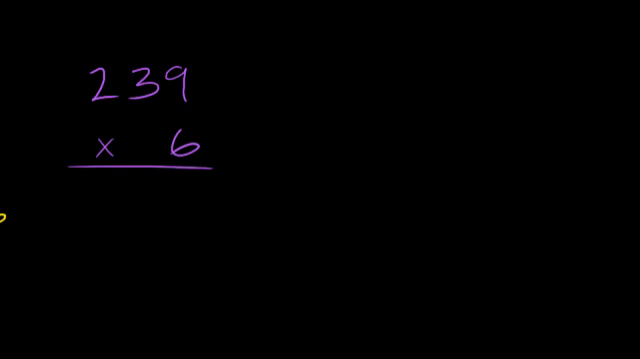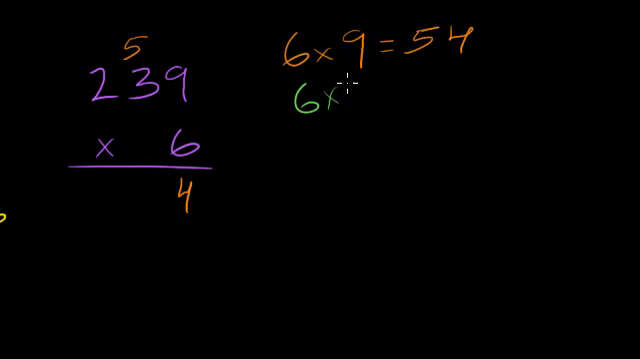You could probably guess how we're going to do it. So what's 6 times 9? 6 times 9, we saw this before. This is 54. So you put the 4 down here, put the 5 in the tens place, because 54 is really 5 tens. Fair enough. Now we're going to do 6 times 3. So 6 times 3 is equal to 18. But we still have that 5 hanging out there, so we have to add that 5. What's 18 plus 5? 23.